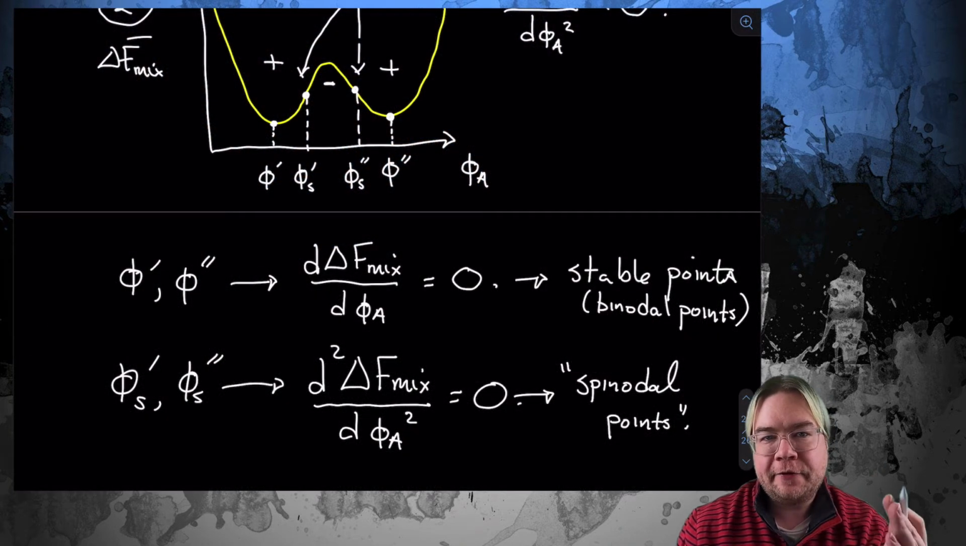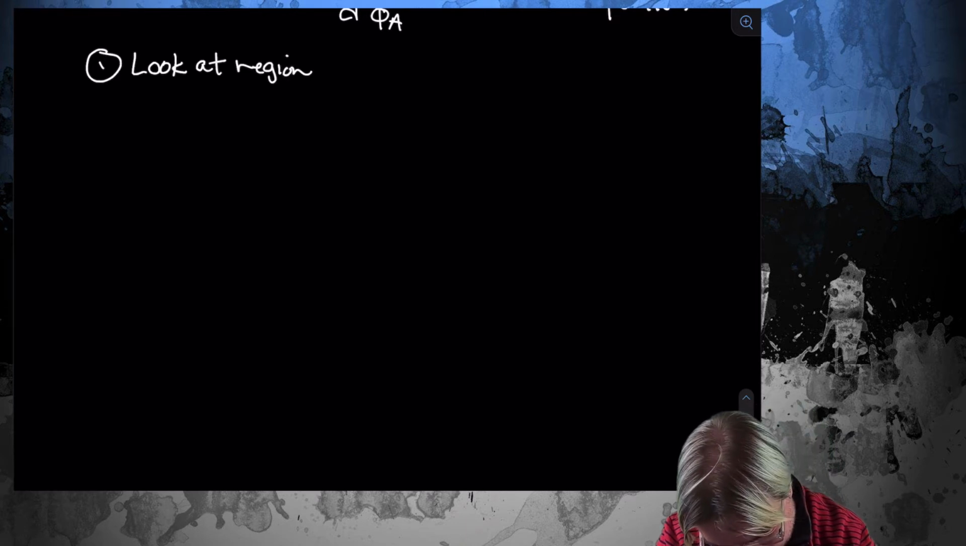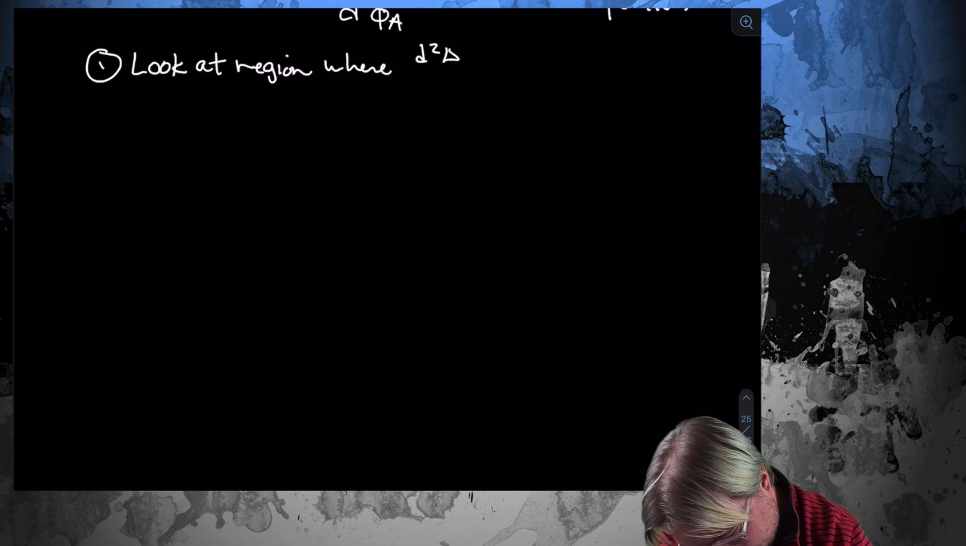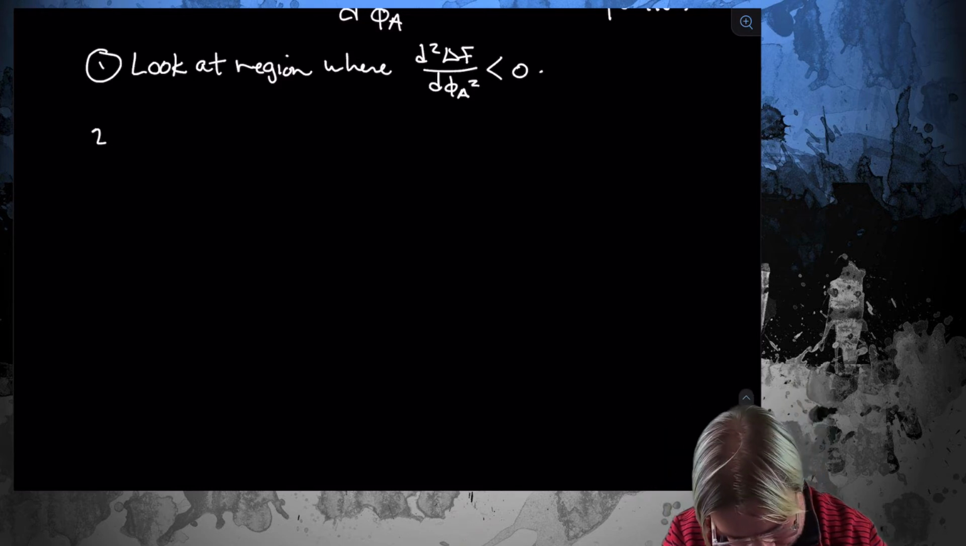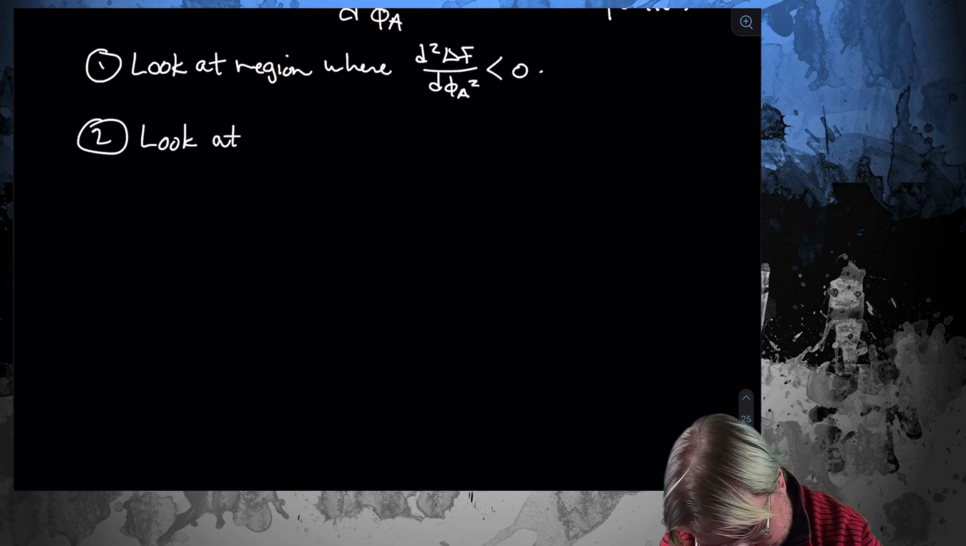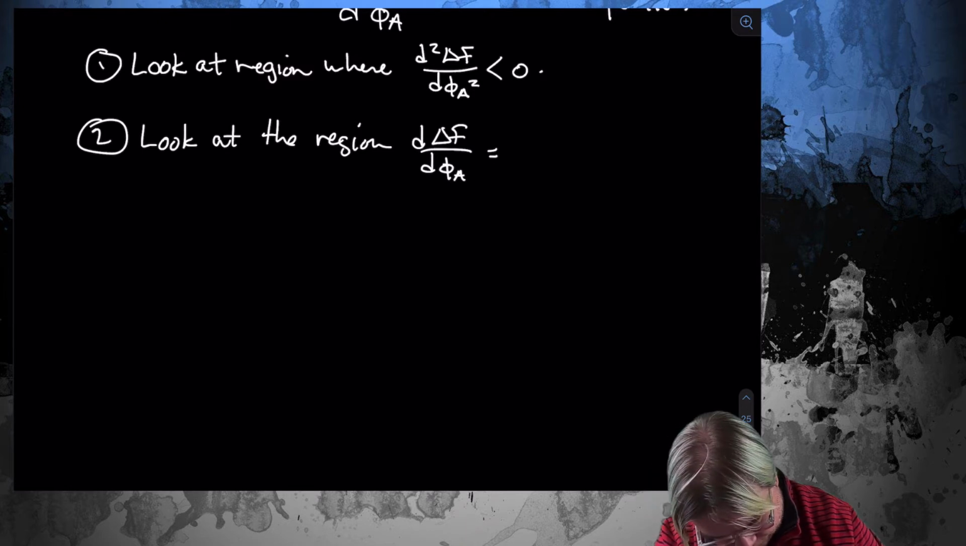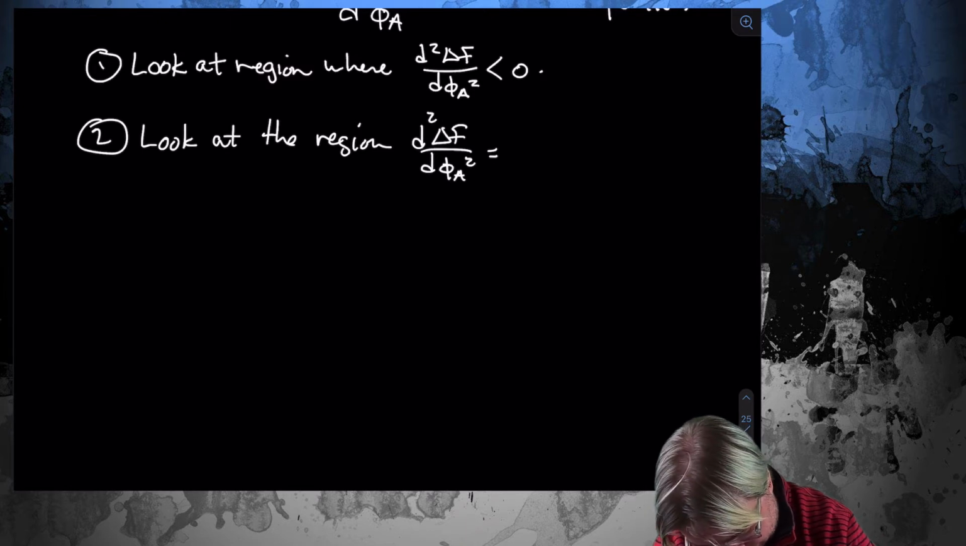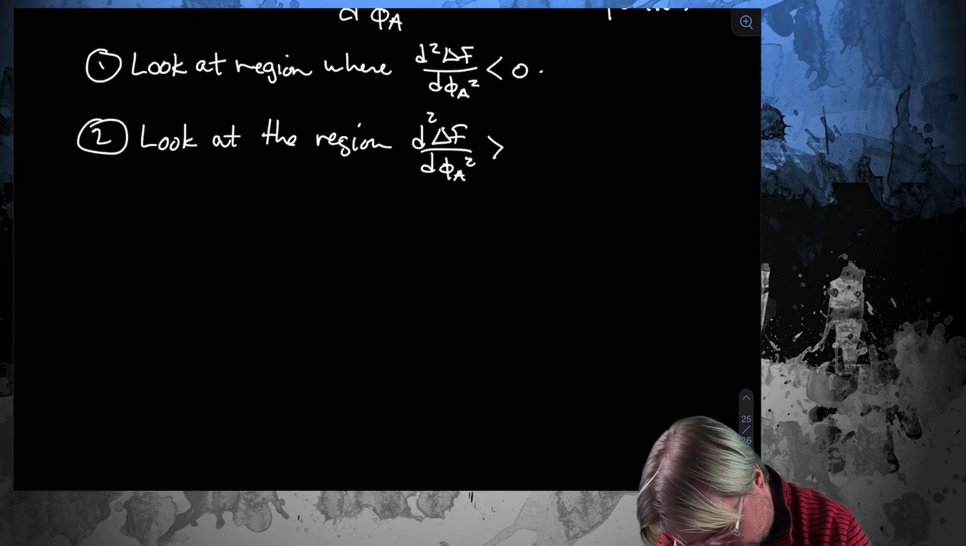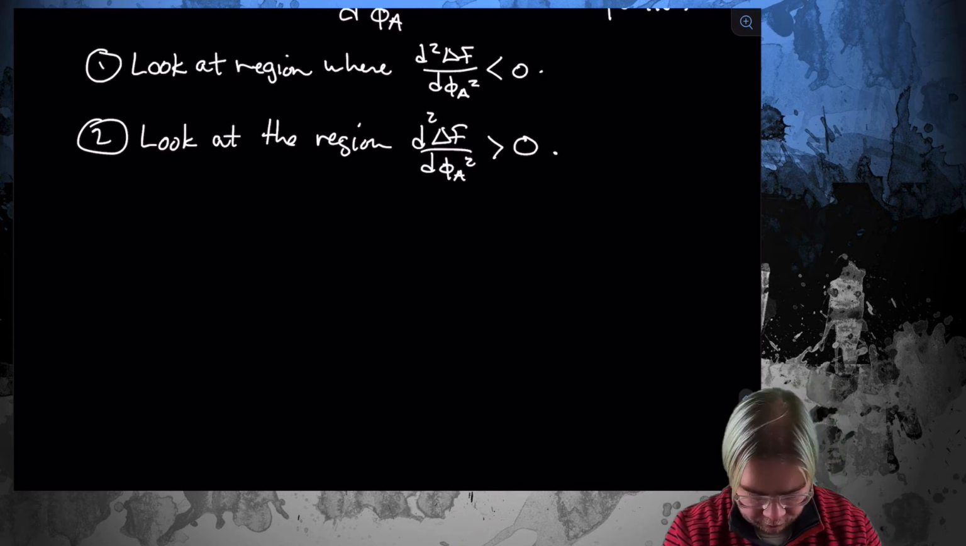So our next task is to take this free energy curve and look at the two different regions. First, the region with negative curvature, where the second derivative is less than 0. And then after that, we'll come back and look at the region where the second derivative is greater than 0. Okay, so I don't want the extreme point. I want the region where it's got positive curvature.